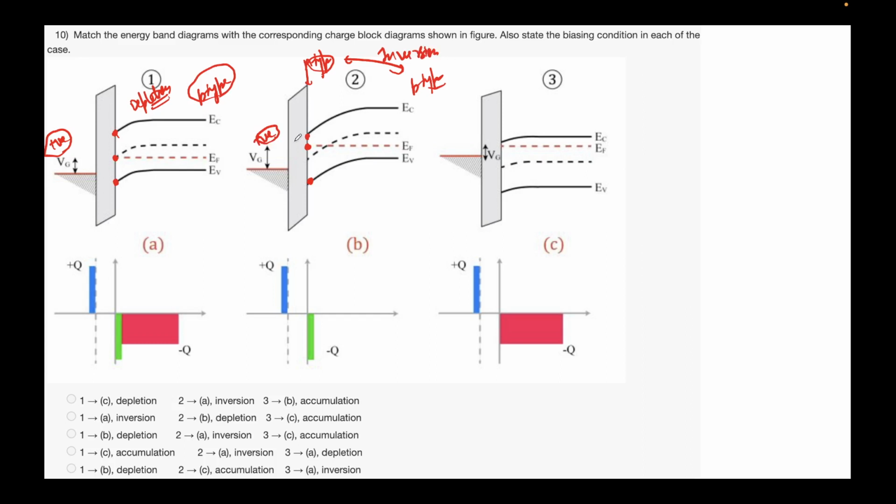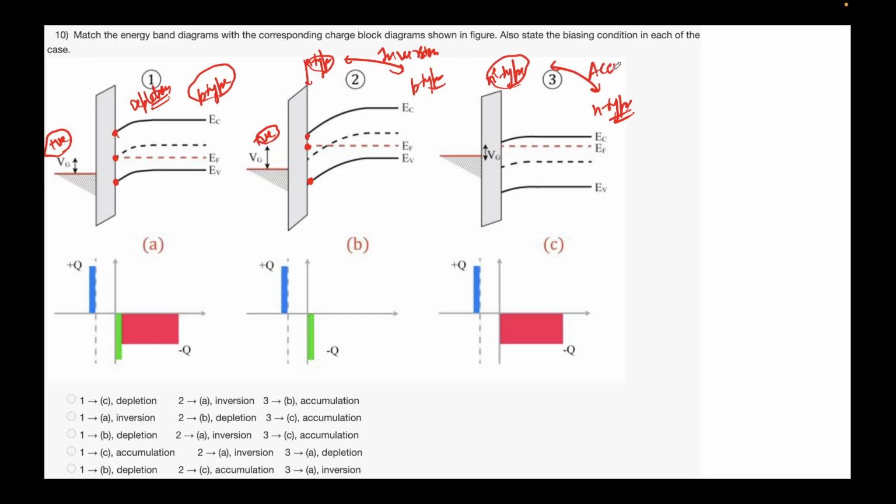What about this? This is an n-type material. EC is closer to EF. This is n-type in the bulk. What about at the surface? At the surface, EC has become even closer. You can see EC has become even closer to EF. This means it has become even more n-type. Let's say n plus type. What does this mean? Accumulation. When will the accumulation happen?